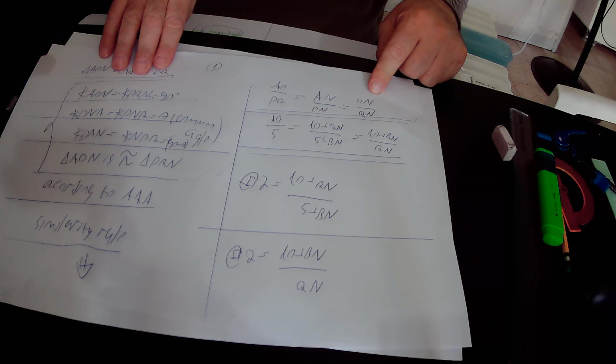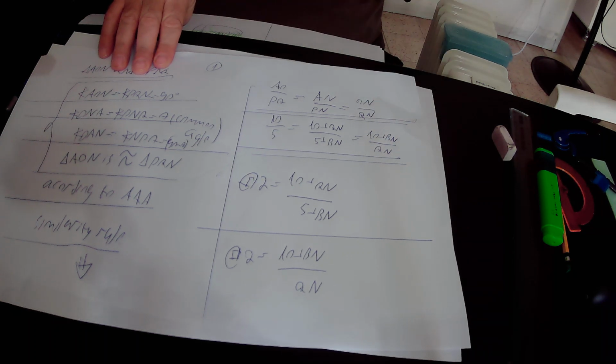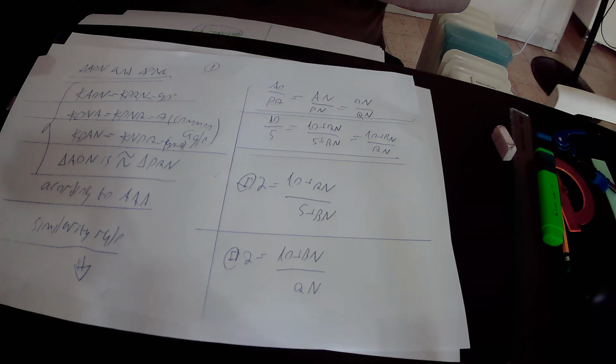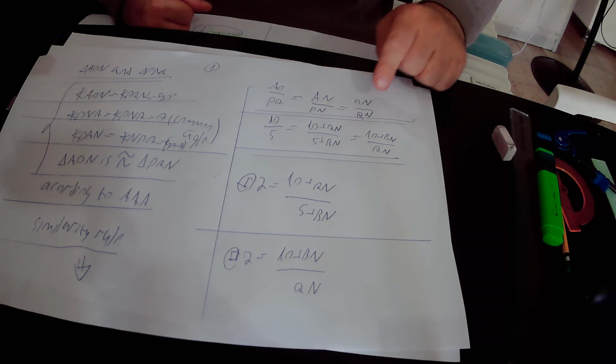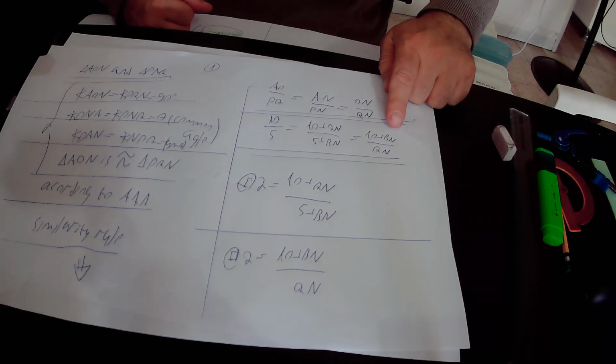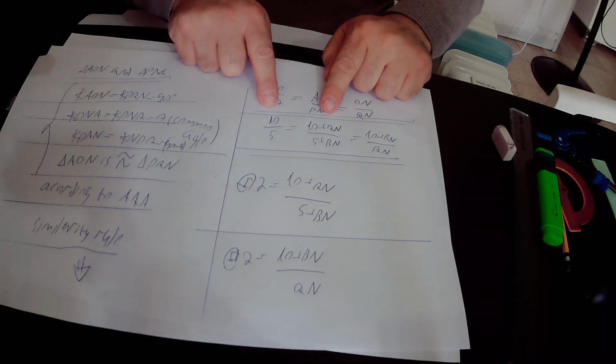Yeah. Qn over Bn equals 10 plus Bn over Qn. Qn is the missing side, so we leave it as it is. So in conclusion, we found that 10 over 5 equals 10 plus Qn over 5 plus Bn, and it is equal to 10 plus Bn over Qn. Those two expressions are equal to each other. Therefore, we created equation number 1 from those two expressions.